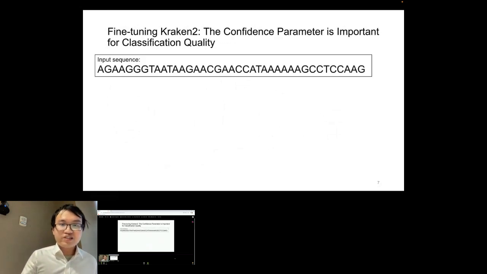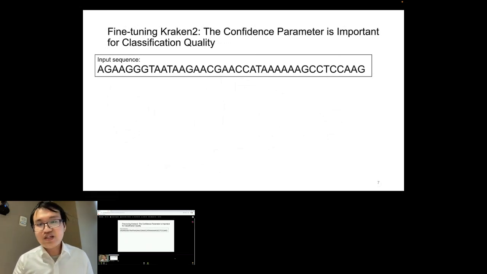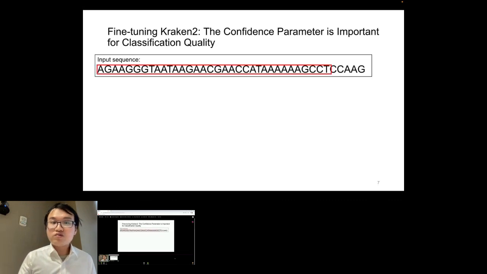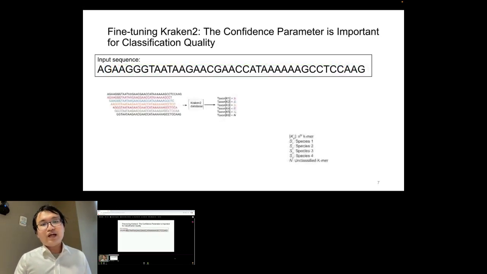Kraken2 is a classification system that uses exact k-mer matches for high accuracy and fast classification speed. In this extremely simplified example, I have an input sequence of 40 nucleotides in length. Kraken2 will break it into 6 possible k-mers of 35 nucleotides in length and search them against its database. So in this example, the first exact k-mer was mapped to species one.